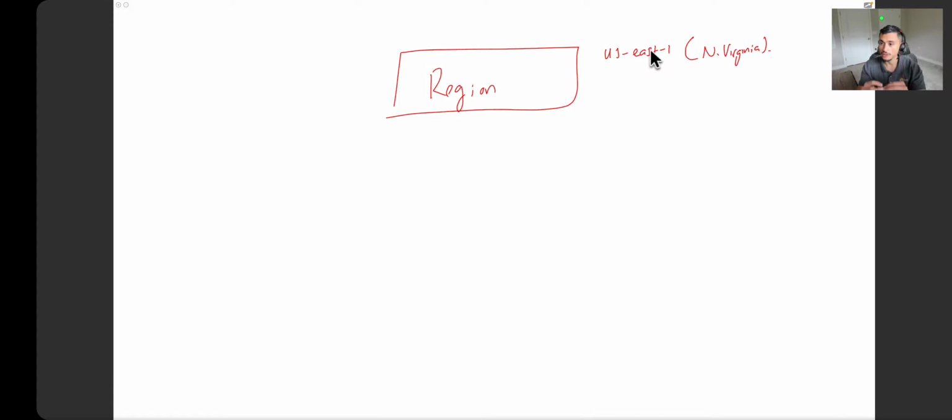And regions are composed of multiple availability zones, right? So each region has multiple availability zones. So in North Virginia, there's actually 6, right? But I'm just going to draw out 3 here. So let's say availability zone A. Let me actually do that in a different color. Right? Availability zone A, availability zone B, and availability zone C, right? So every region is composed of multiple availability zones.